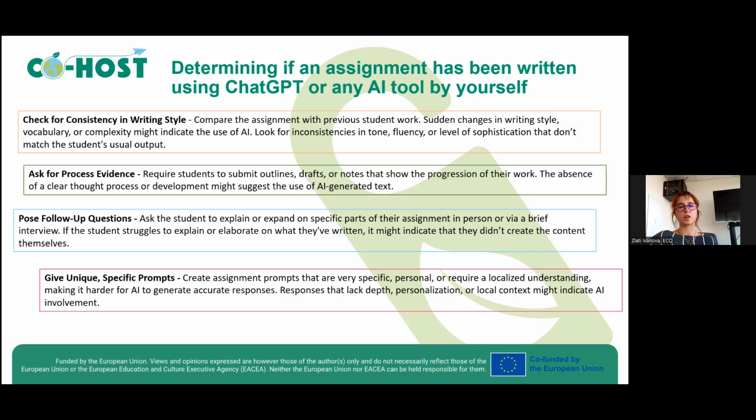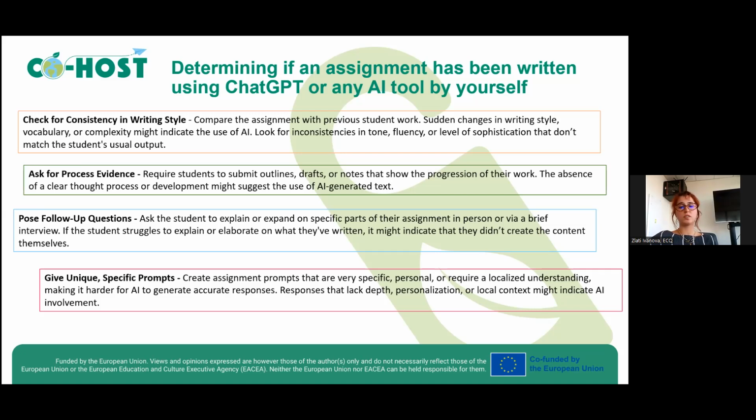You can buffer the use of AI if you ask for process evidence. You can ask the students to submit notes or outlines, or which links they found the information from, just so they can prove that they came up with this by themselves. You can pose follow-up questions. You can ask the student to expand on the work or ask them about specific parts in the assignment to elaborate on that. And you can actually see if this is written by AI or not.